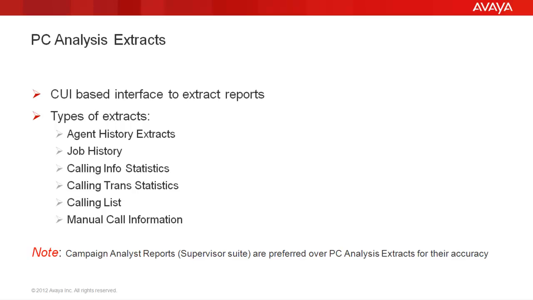These extracts do not extract the data from the Oracle database, which is what the campaign analyst of a supervisor suite does. The campaign analyst data is considered to be better in terms of accuracy, so Avaya recommends that for any type of data that is available through the campaign analyst, you should retrieve it from the campaign analyst itself. For example, the data related to agent idle times are available in the info statistics type of extract also, and also in the Oracle database. So it's better to view it through the campaign analyst application.